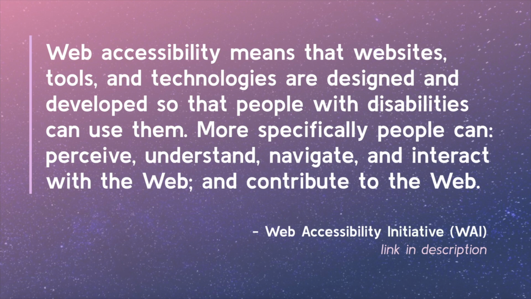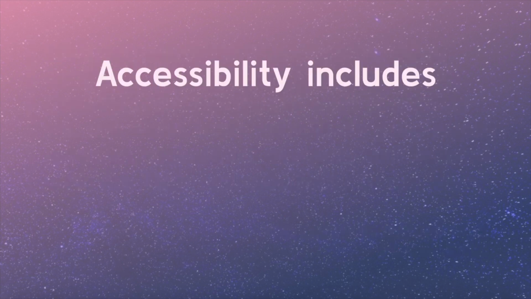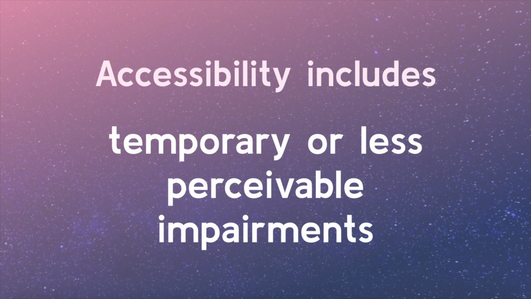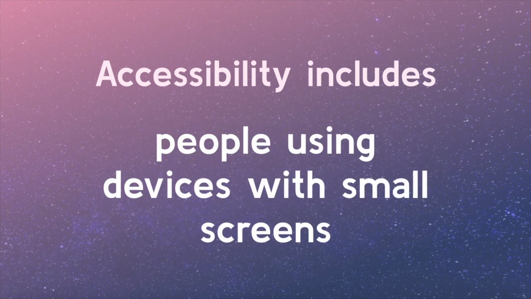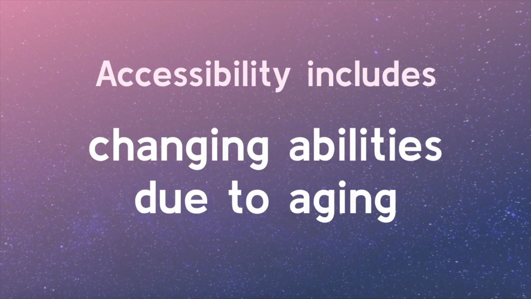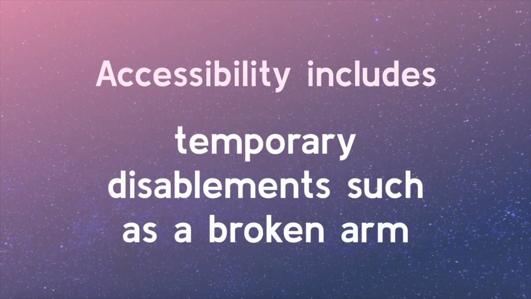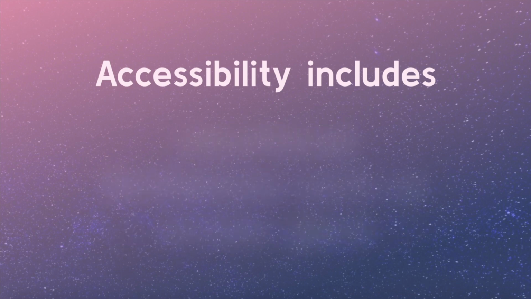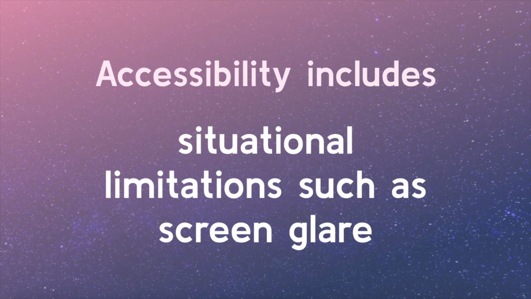The WAI goes on to point out that it isn't just folks with clearly recognized disabilities, but also temporary or less perceivable impairments, such as people using devices with small screens, or changing abilities due to aging, or temporary disablement such as a broken arm, or situational limitations, such as screen glare from bright lights or the sun. It is possible to account for these scenarios, but it takes a conscious effort. Fortunately, there are in-depth guidelines and a wealth of resources to learn how to do it and to test outcomes.